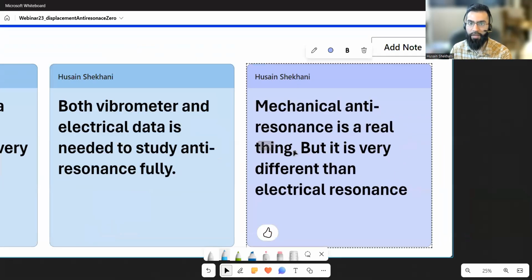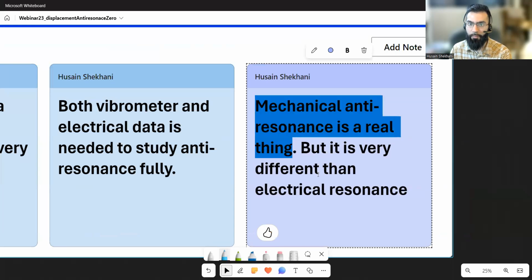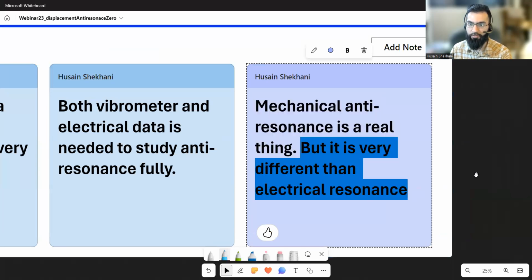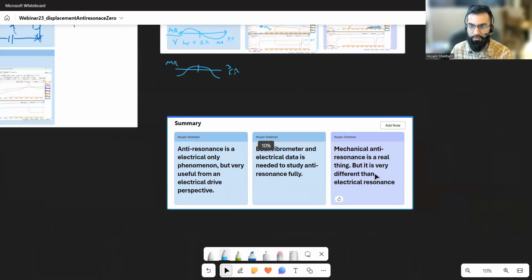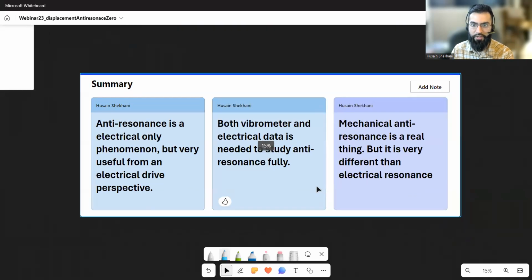So the mechanical anti-resonance is a real thing, but it's very different from electrical resonance. And for most applications, pretty much for all applications that I know of, it's not useful, but it's interesting to predict, and it can maybe be used to verify FEA work. But beyond that, I don't think there's a use for it, but you should know that it exists. Otherwise you'd have a misunderstanding, and who wants to have a misunderstanding?